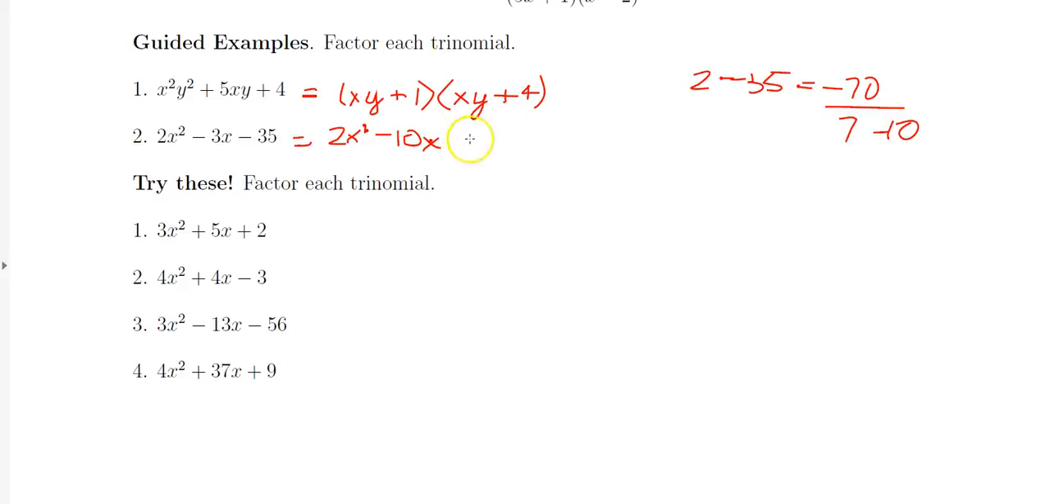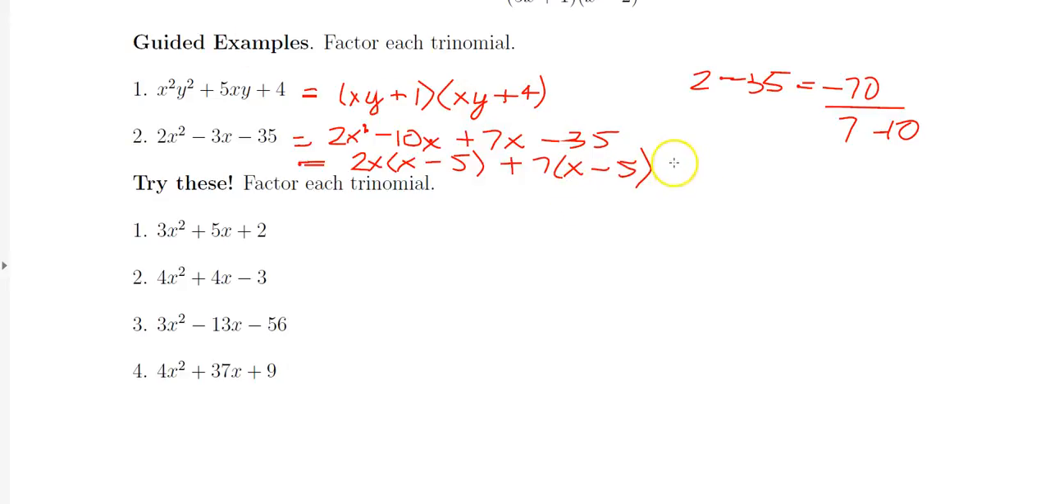And then I'm going to write plus 7x minus 35. So I see now that negative 10x plus 7x is negative 3x. So I'm getting that middle term. And what I can do is I can factor out a common factor of 2x from the first two terms, and I can factor out a 7 from the second two terms.